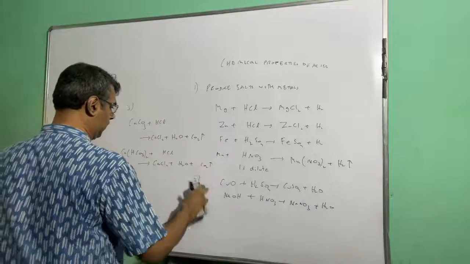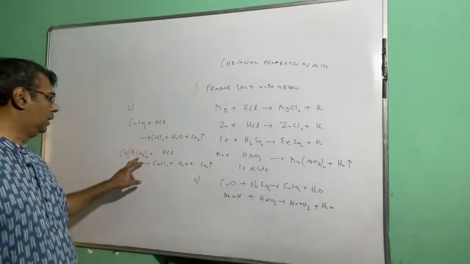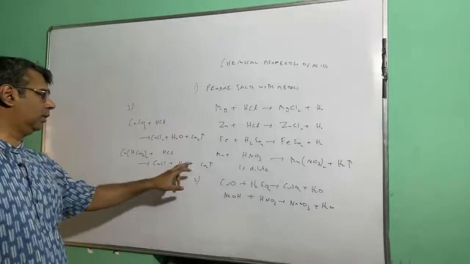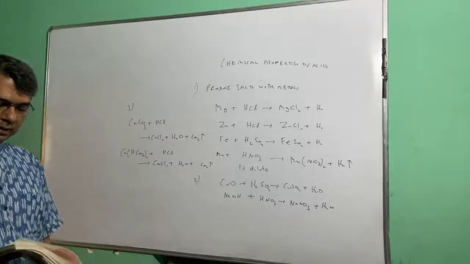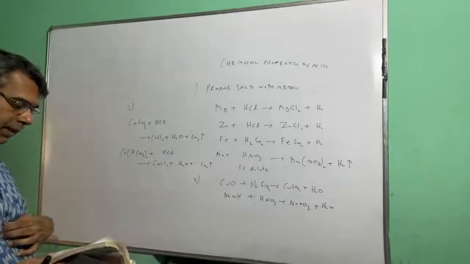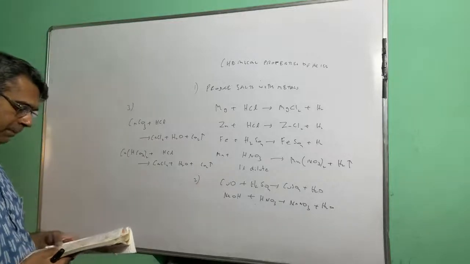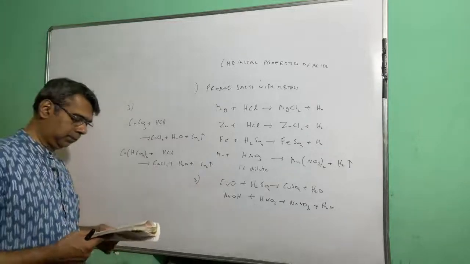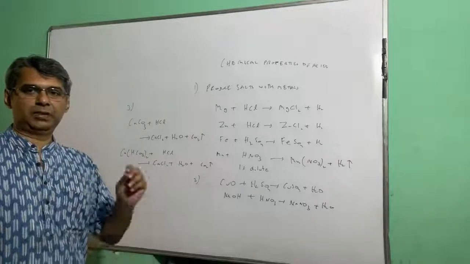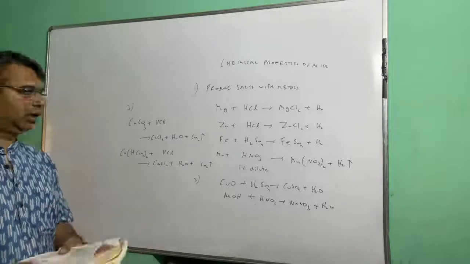Acids will react with carbonate and bicarbonate, CaCO3 or NaHCO3, all of these. Acid will react with carbonate or bicarbonate to produce carbon dioxide gas, right? And there is another thing: the salt which is produced has to be soluble. If the salt produced is insoluble, this reaction will not happen.